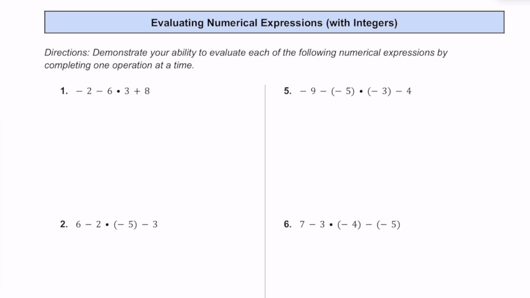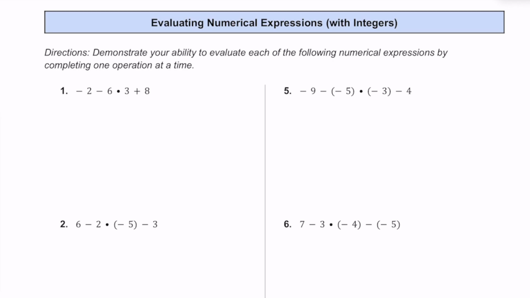In this video, let's go ahead and practice evaluating some numerical expressions together. Basically, we're going to follow the order of operations and complete one operation at a time and evaluate or solve each of these expressions. Keep in mind, we're going to be dealing with some integers here, so if you haven't learned how to multiply, divide, add, and subtract negative numbers, then you might not be quite ready for this video yet, but otherwise, if you are, let's go ahead and give them a try.